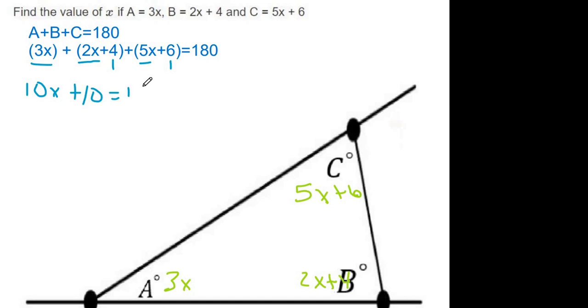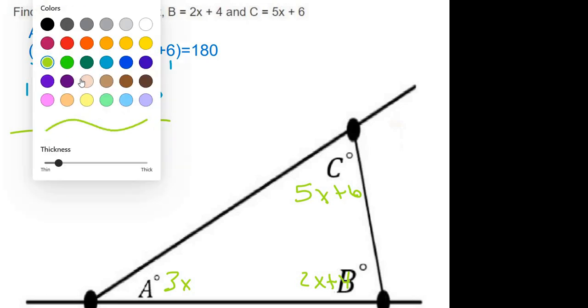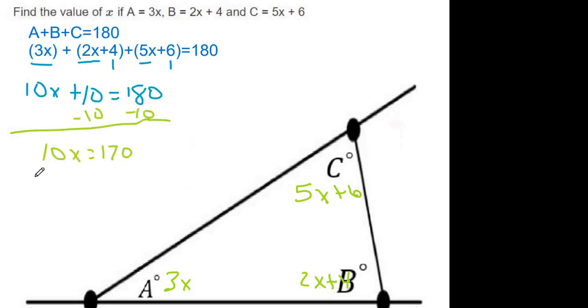So now it just becomes a relatively simple algebra problem. Subtract 10 on both sides, because we get rid of stuff that's on the same side of the letter but not touching it. And the opposite or inverse of adding 10 is subtracting 10. Now that gives us 10x equals 170. And then we would divide both sides by 10 because the opposite or inverse of multiplication is division. And that gives us x equals 17.